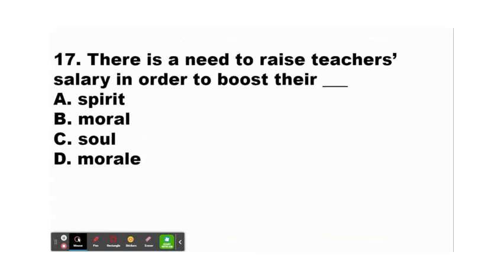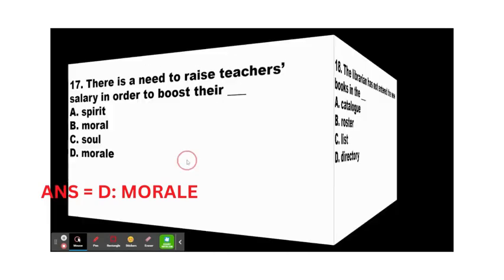17, there is a need to raise teachers' salary in order to boost their dash. A, spirit, B, moral, C, soul, D, morale. D is correct, morale. Morale is enthusiasm. I mean, their emotion, their feeling, okay? There is a need to raise teachers' salary in order to boost their morale, okay?